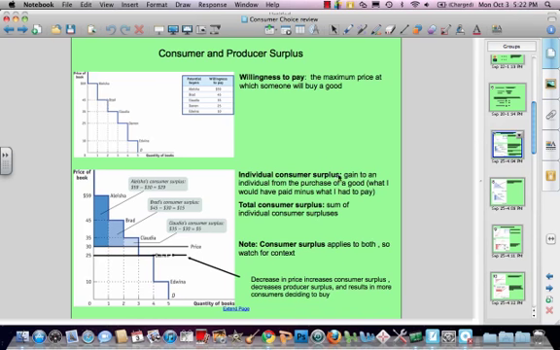Individual consumer surplus was defined as the difference between what somebody would have been willing to pay and what they had to pay. Consumer surplus here, here, and here, if this is the price. Total consumer surplus is the sum of all of those individual surpluses. If the price changes, price in this case goes down from this price to this price, not only do we get an increase in consumer surplus, we also get additional buyers into the market.